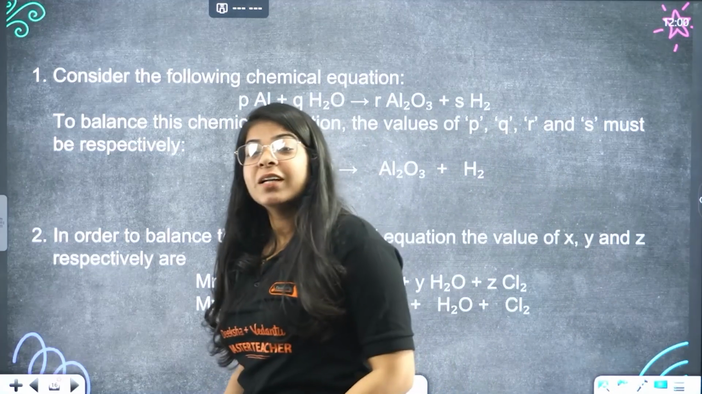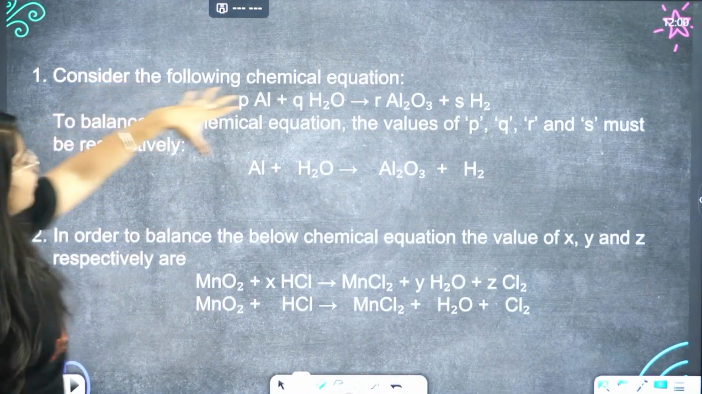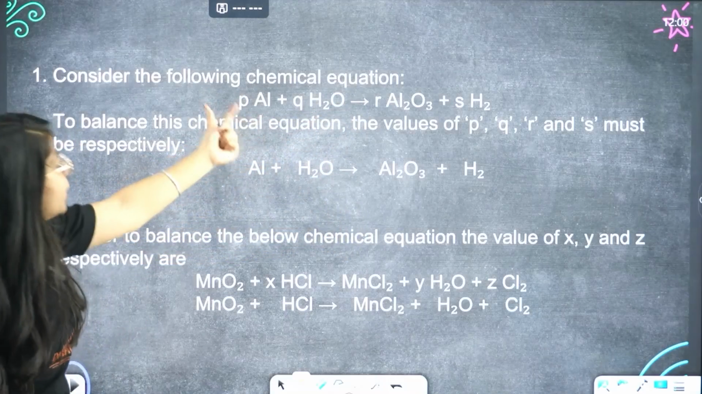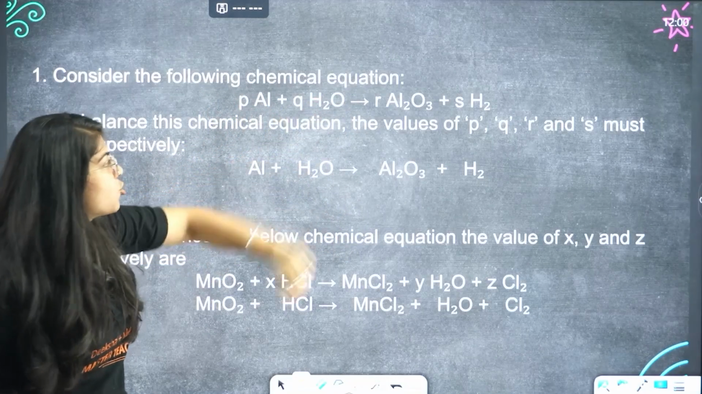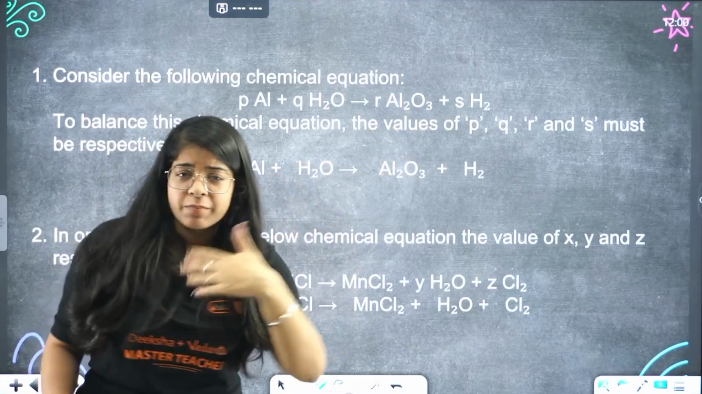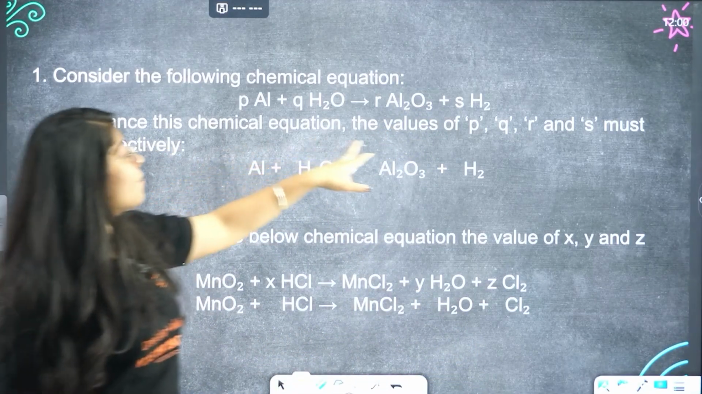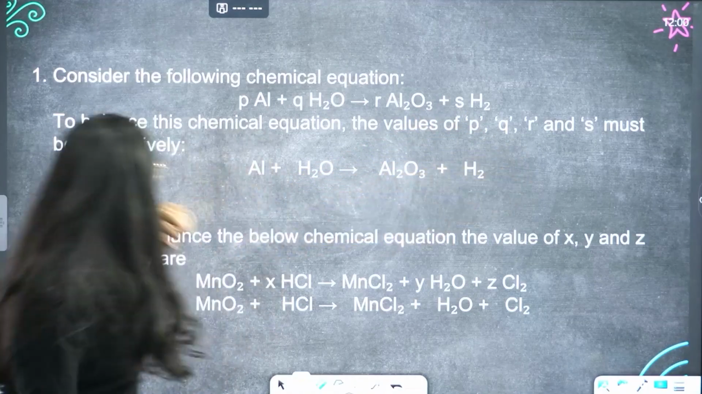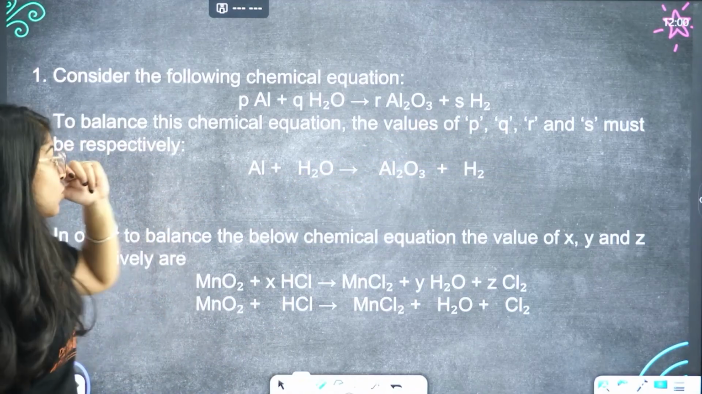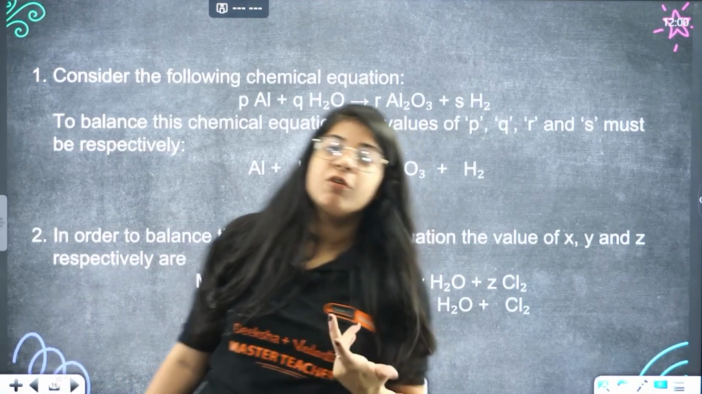Now understand what kind of questions you will get in your exams. They will give you, consider the following chemical equation: P into Al plus Q into H2O gives R into Al2O3 plus S into H2. Now you may ask, ma'am, what is this PQRS? They have given you: to balance this chemical equation, the values P, Q, R and S must be respectively. So they are asking what will be PQRS?